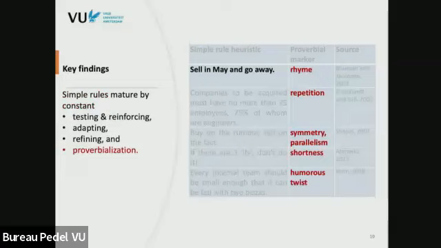What we found next is that managers develop and mature their simple rules heuristics. They do this through testing and also reinforcing against the ever-changing environment. They adapt them, they refine them, and not least, they make them like proverbs. They proverbialize them. Following insights from the science of proverbs, from paremiology, I identified several proverbial markers in simple rules, which are rhyme, repetition, symmetry, parallelism, shortness, and humor. This makes the simple rules more memorable, easier to pass on, and easier to share with other people.